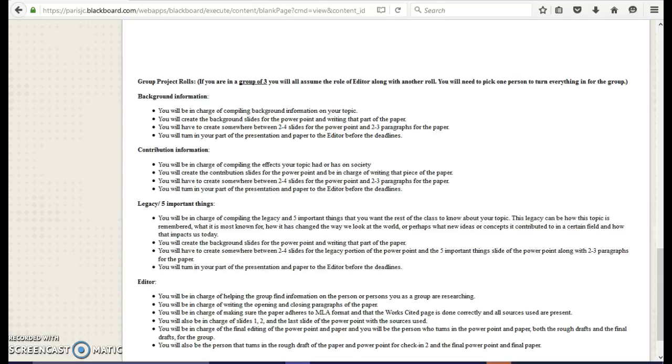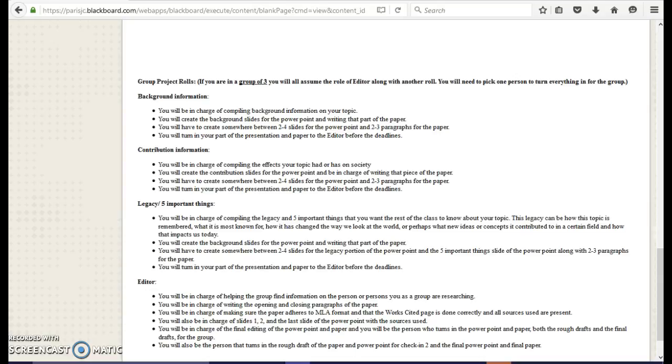They flow, they make sense. Spelling and grammar is checked. So you kind of pass this role around to each other. That one group of 4, group 3, one person will assume the role of editor.